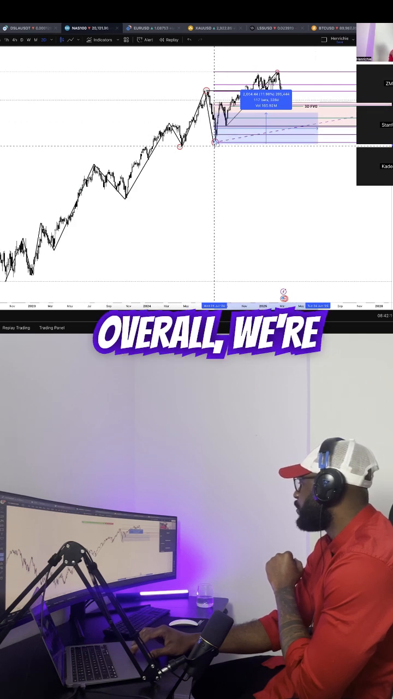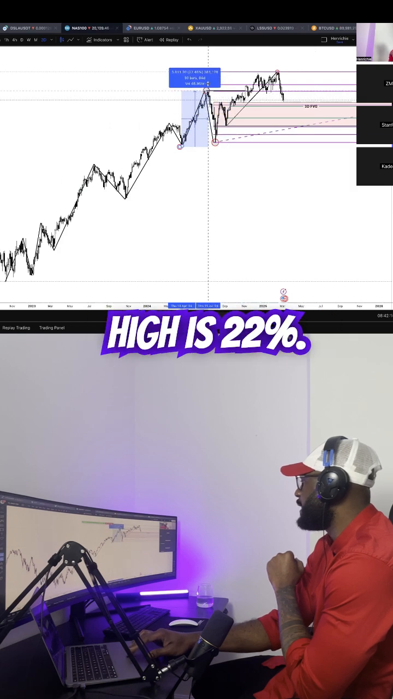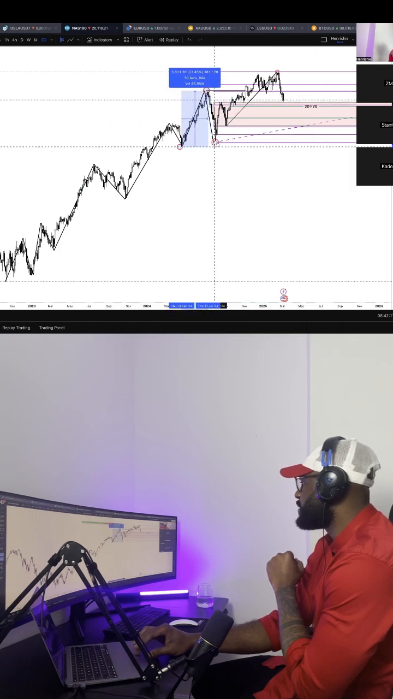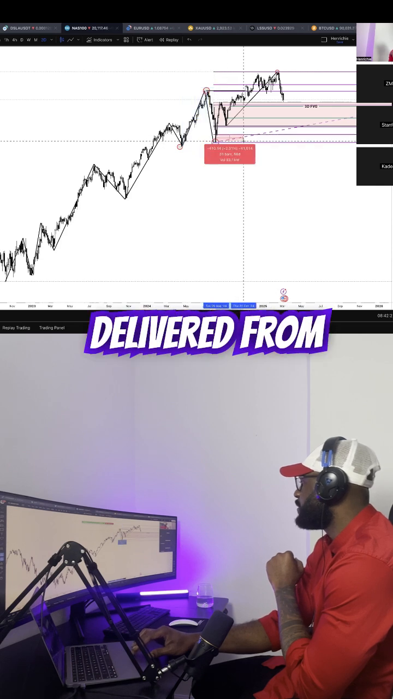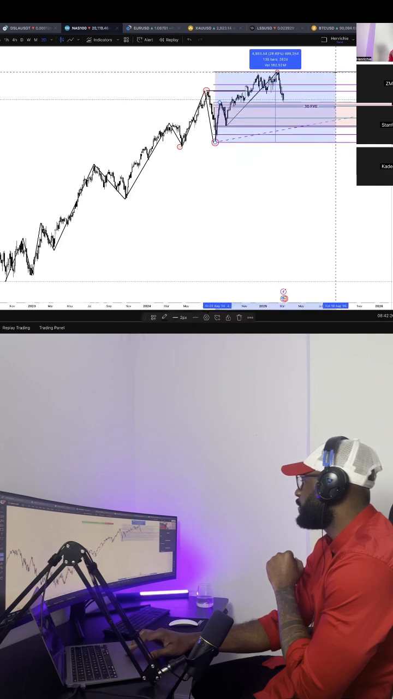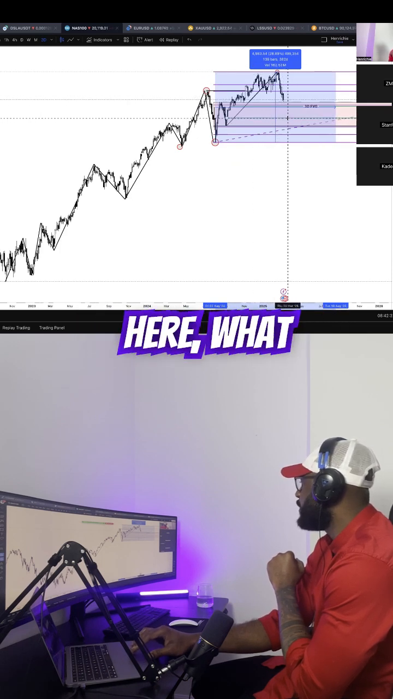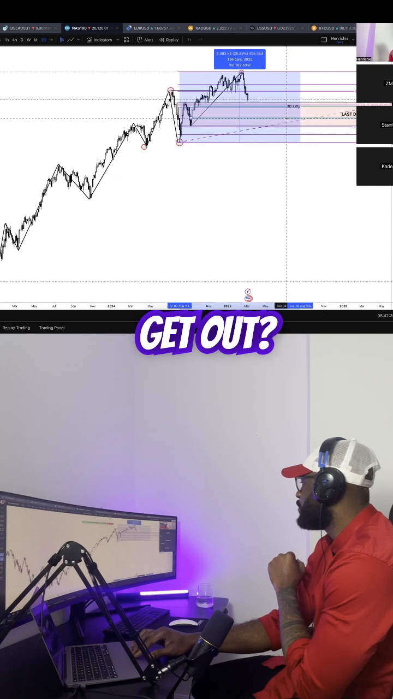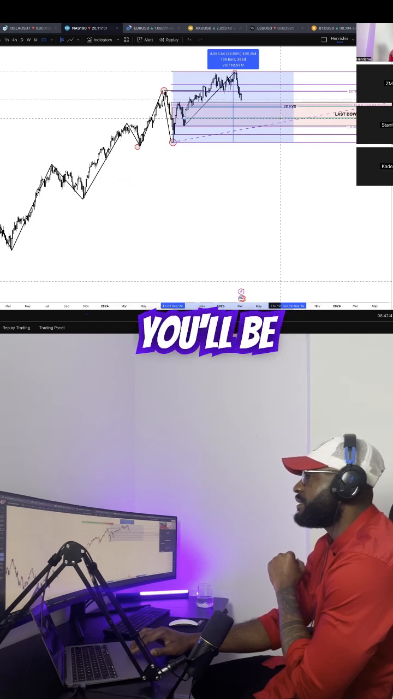Now, overall, we're looking for this overall move from this low to this high is 22%. Now, overall, from this low to this high, price delivered 28%. So coming down here, if we're looking for a buy right here, what percentage are we going to be looking for to get out? Does any of you know what percentage we'll be looking for to get out?